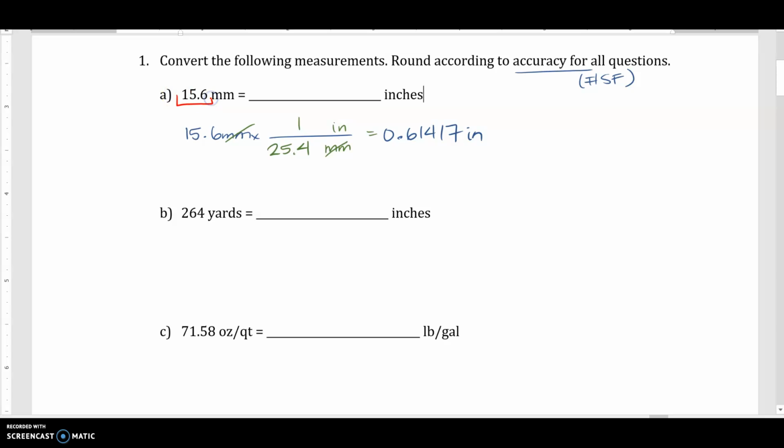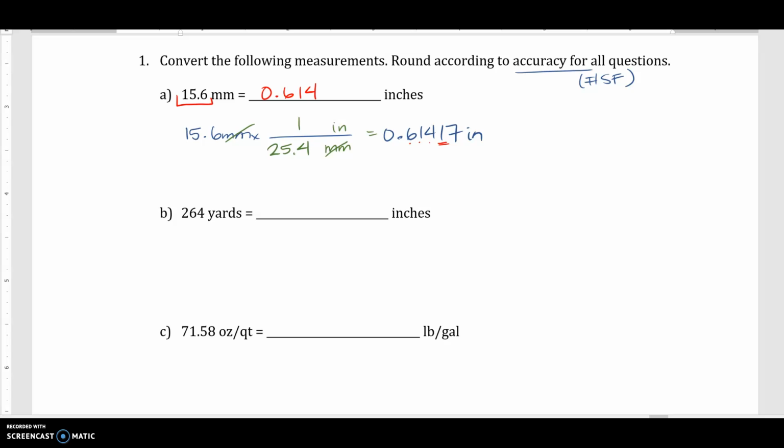I have 3 significant figures in my original measurement. That leading 0 before the decimal is not significant, so 0.614 will be my 3 significant figures. I look to the right and it's a 1, so I don't need to round up, so 0.614 inches.